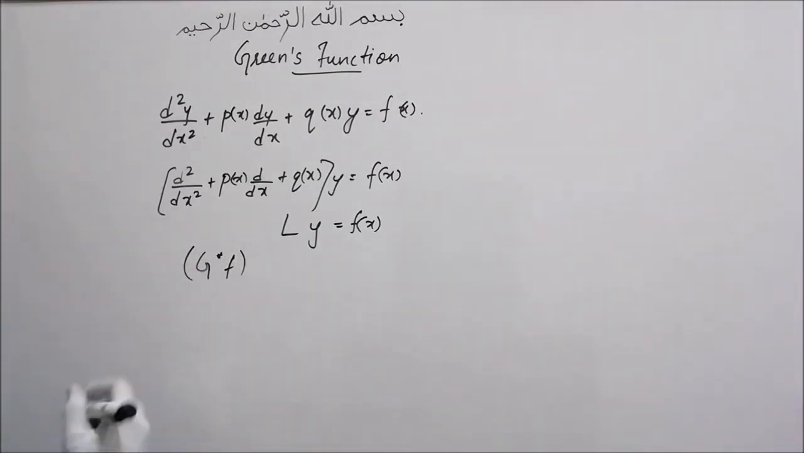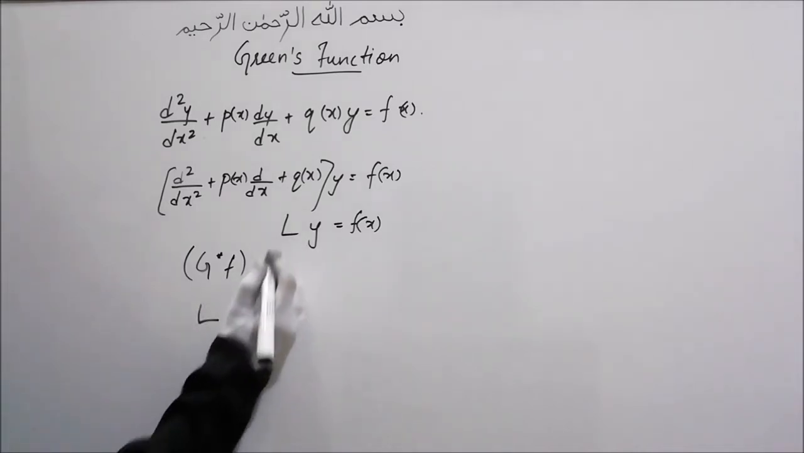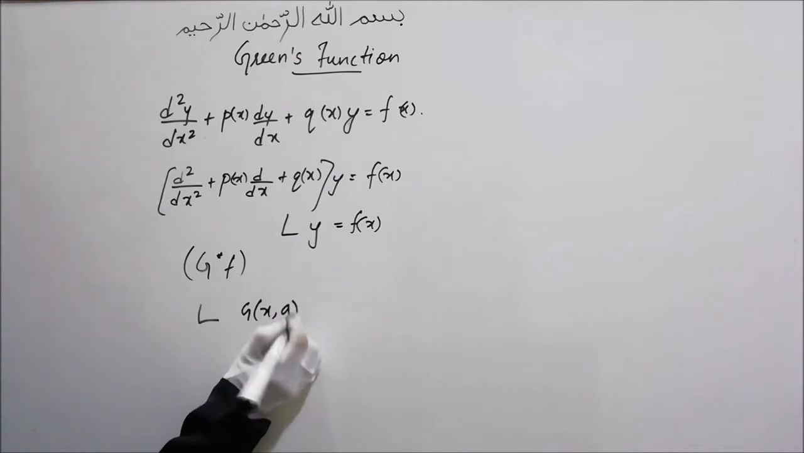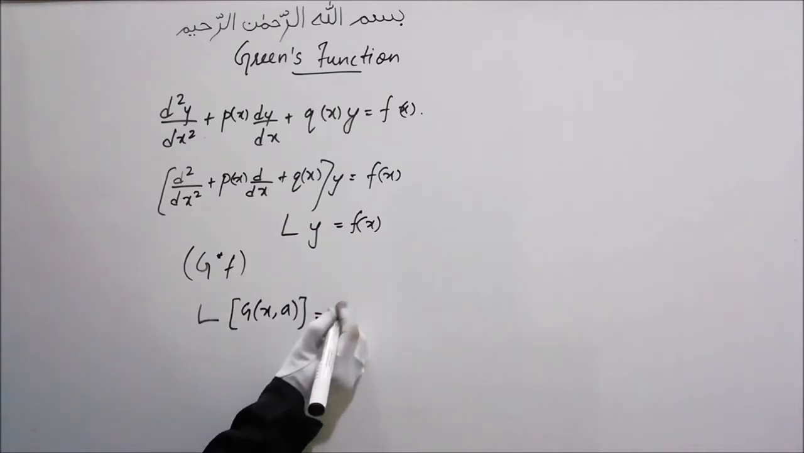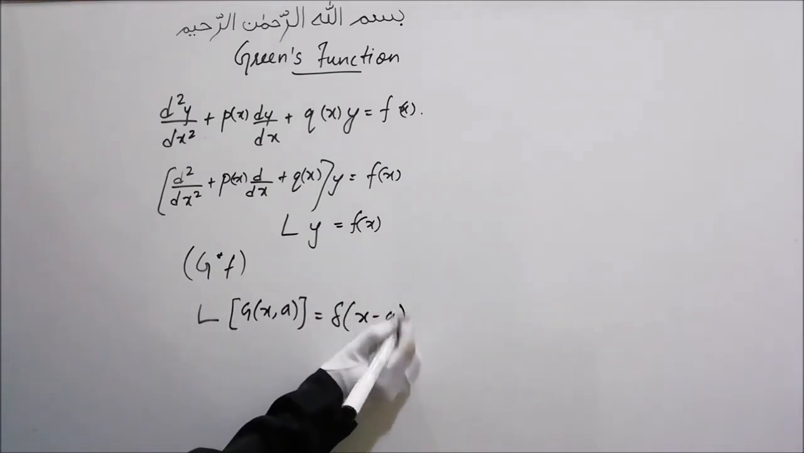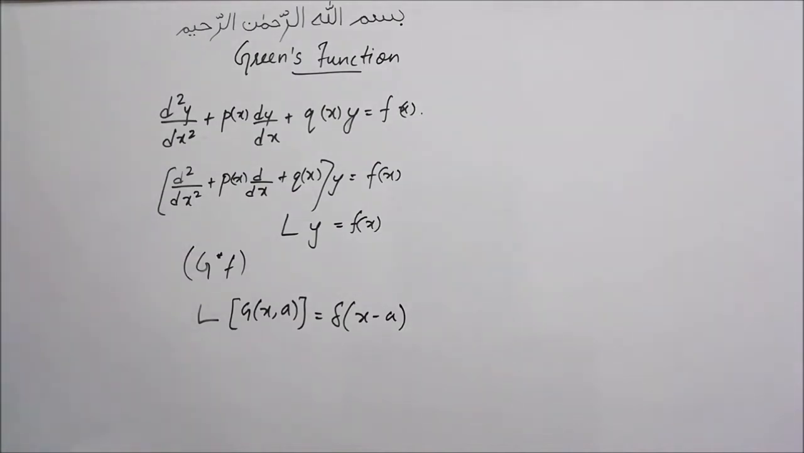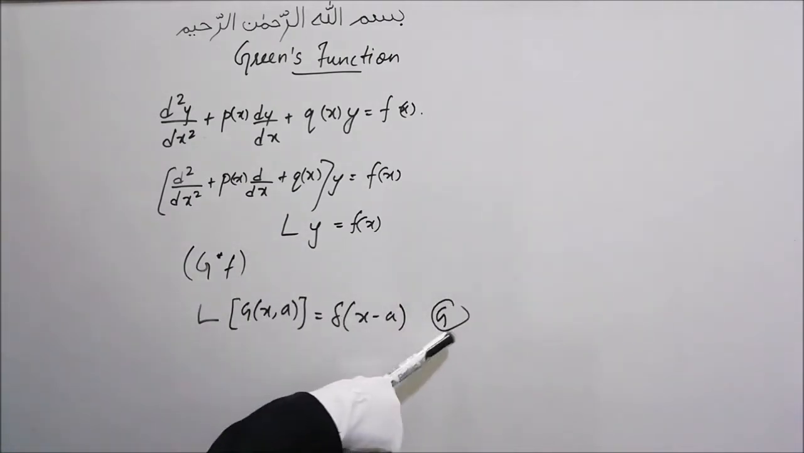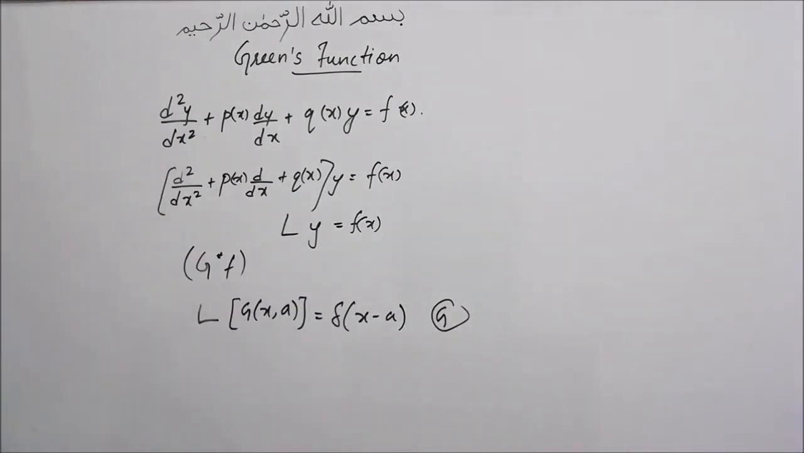Now let's define a Green's function, which is this operator L acting on the Green's function g of x comma a, equal to delta, which is the Dirac delta function, of x minus a. So the solution of this equation is the Green's function g. So how to find the Green's function? Let's understand that by taking an example.